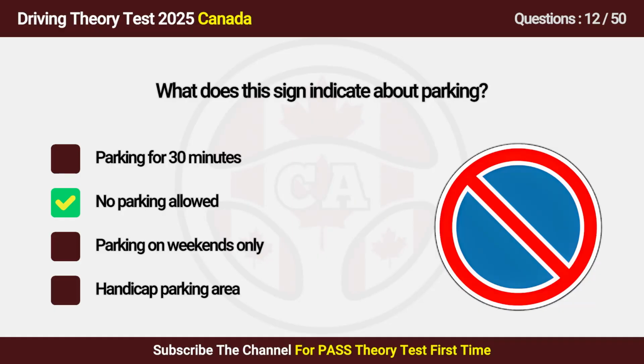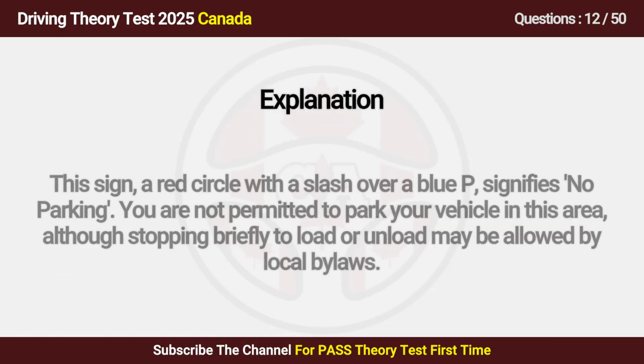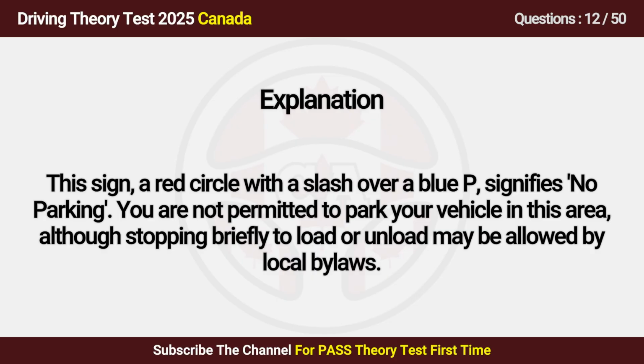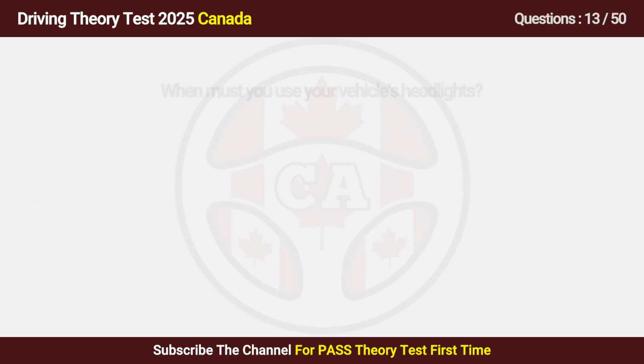Answer is B. No parking allowed. This sign, a red circle with a slash over a blue P, means no parking. You are not permitted to park your vehicle in this area, although stopping briefly to load or unload may be allowed by local bylaws.